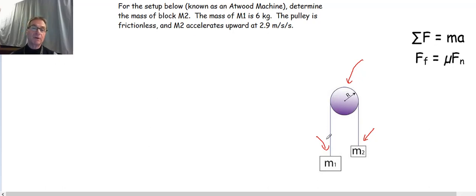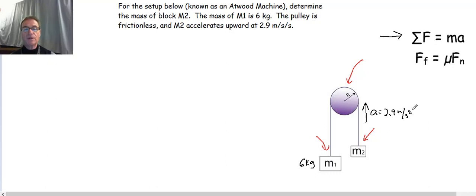And what we want to do is figure some stuff out about our system. Again, we're going to be using Newton's second law here. The sum of the forces is equal to ma. What we're trying to do is determine the mass of block M2. According to the problem, the mass of block M1 is 6 kilograms, the pulley is frictionless, and M2 accelerates upwards with an acceleration equal to 2.9 meters per second squared.